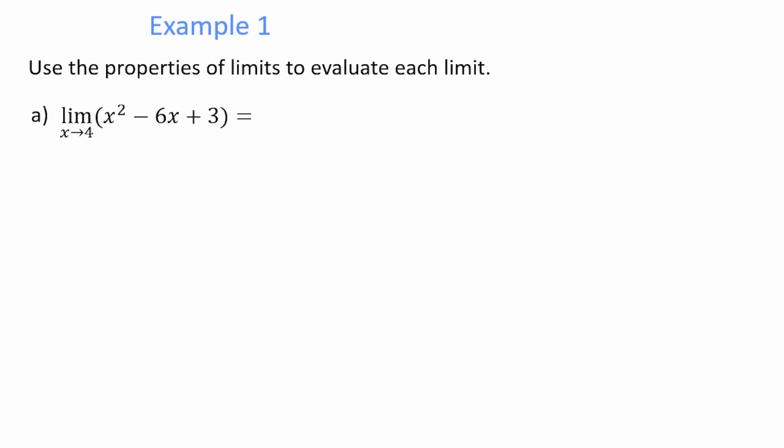In the first example, we will use the properties of limits to evaluate each of the following limits. In the first question, we have a quadratic function and we need to find the limit as x approaches 4. As you see, we can use the difference property first, then the sum property. So therefore, our first term will be limit of x squared minus limit of 6x plus the limit of 3.